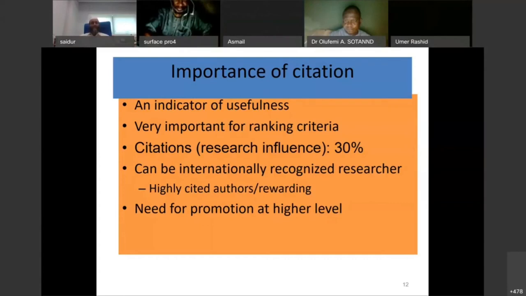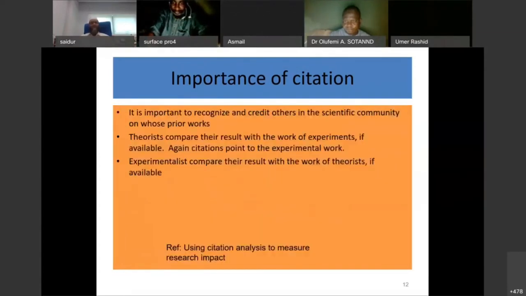Okay, yes, there is the need for promotion at a higher level. So that's what I talked about. It is important to recognize and credit others. If we use somebody's work, that is basically the citation acknowledgement, basically comparing others' work.